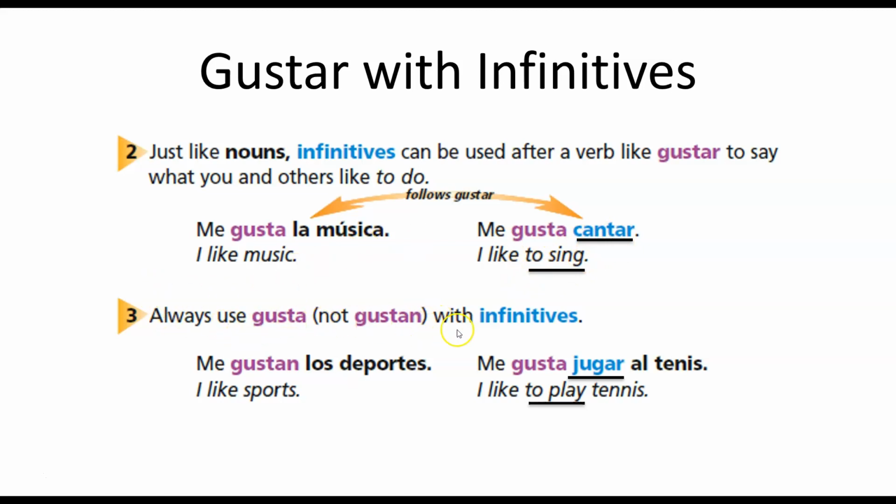Always use gusta, not gustan with infinitives, right? I like sports, plural. Me gusta jugar al tenis, I like to play tennis. Gusta.